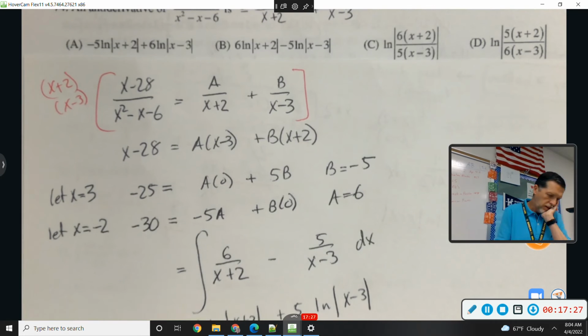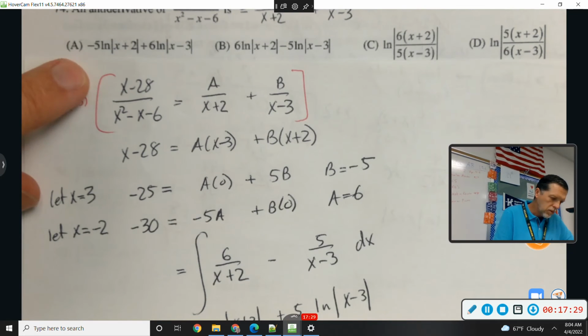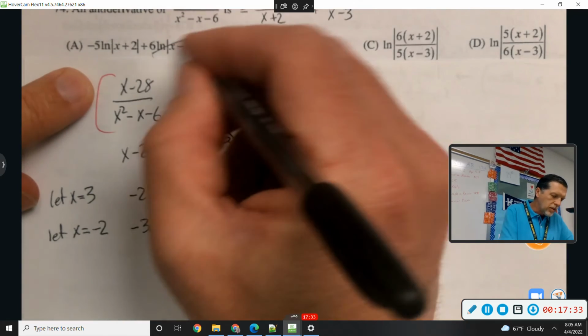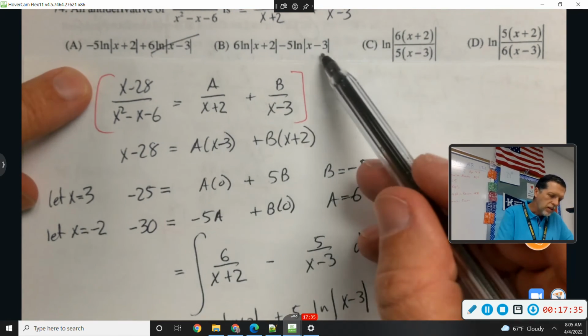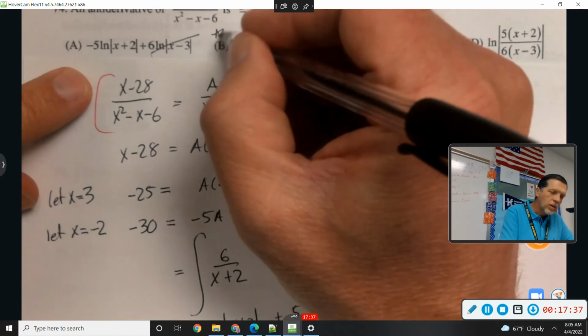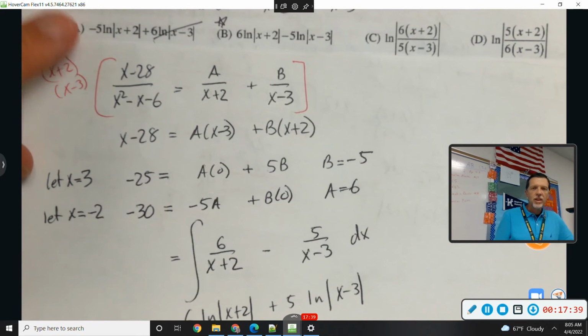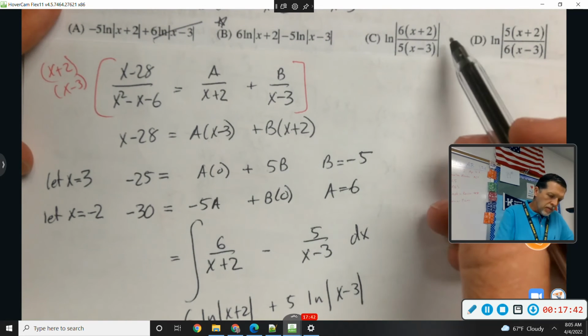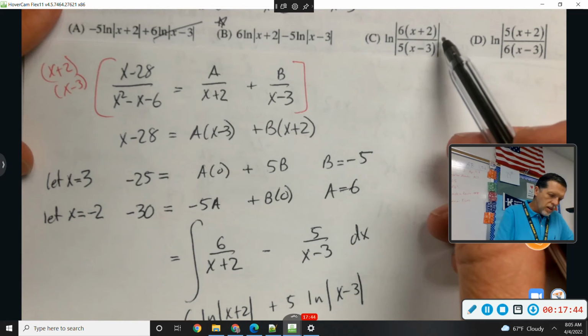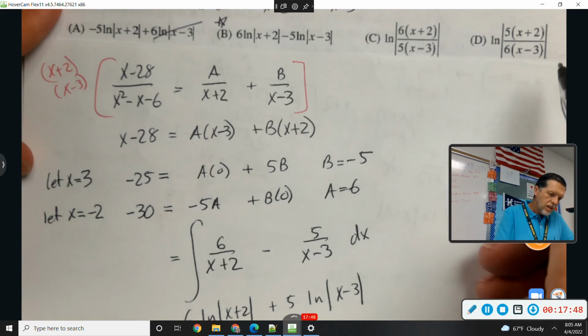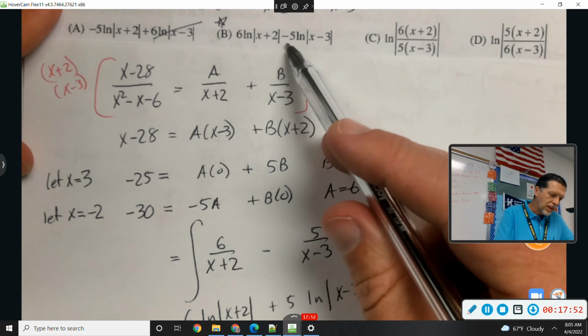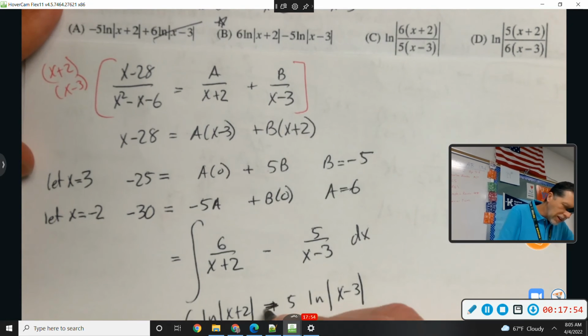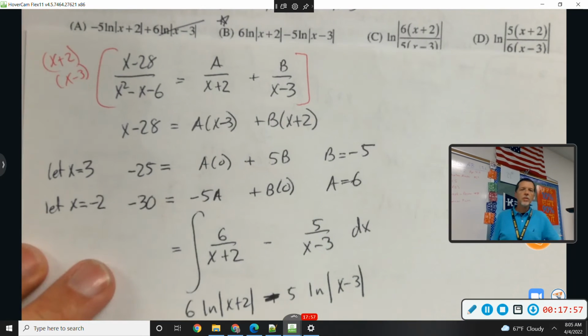Let's see, 6 natural log x plus 2. Wait, the 6 needs to go with the x plus 2. Minus 5 natural log x minus 3. B's looking good. Oh, B's not good because of the minus sign. No, there is supposed to be a minus sign there. I think my answer is B.